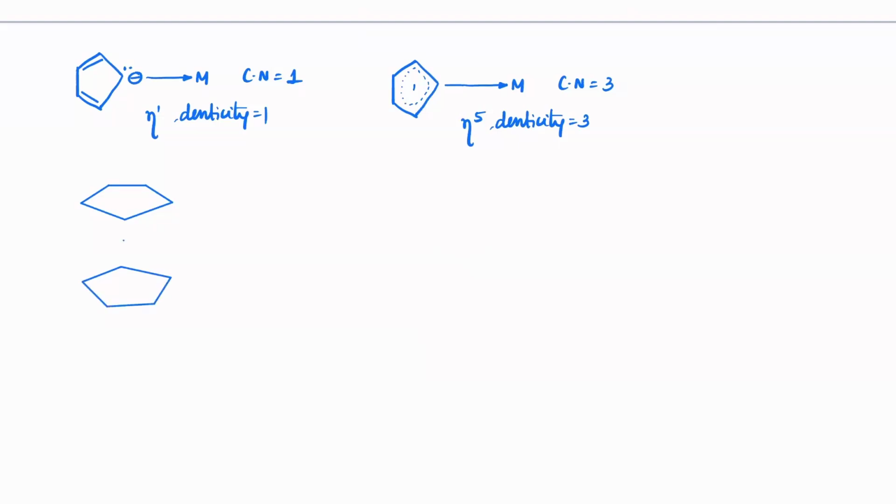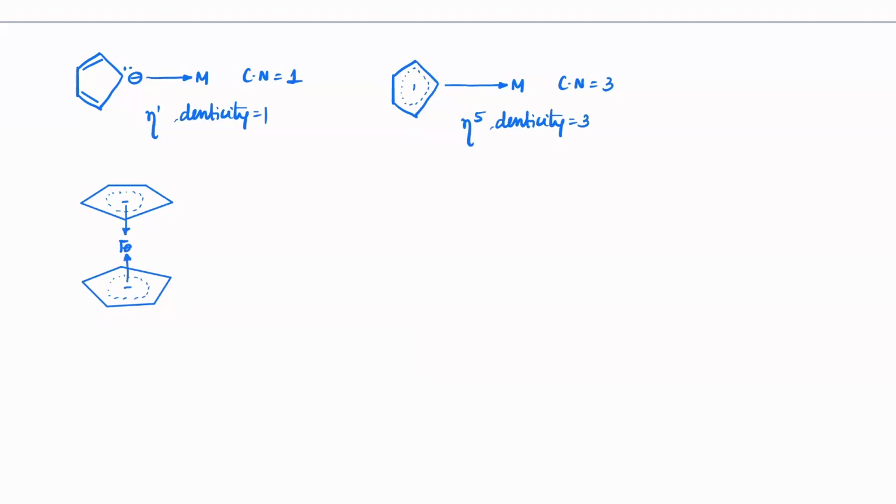Iron is at the center, and here there is a resonance. Here there is a resonance, and from minus and minus, one bond is coming from this end, the other bond is coming from this end like this.